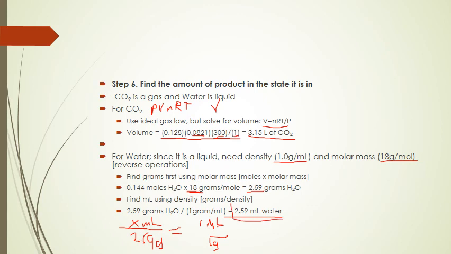So your answer is going to give, for the amount of reactant we're given, 2.59 mL of water and 3.15 liters of carbon dioxide. This is the first one, to show how to do it, and there will be problems that look like this in your worksheet.